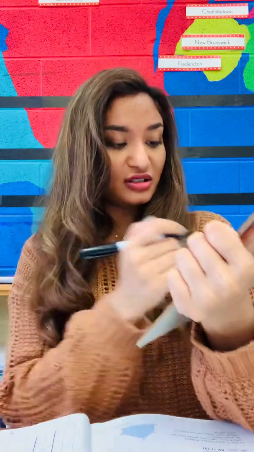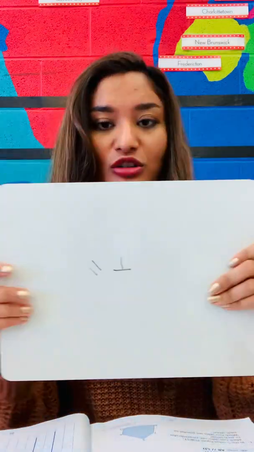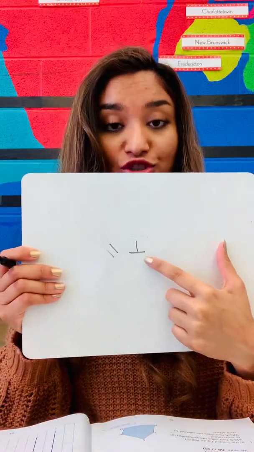You need to remember to put the correct symbol as well, right? Two lines for parallel, upside down T for perpendicular. That's what you need to remember.